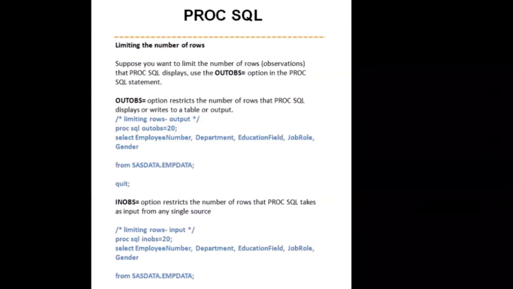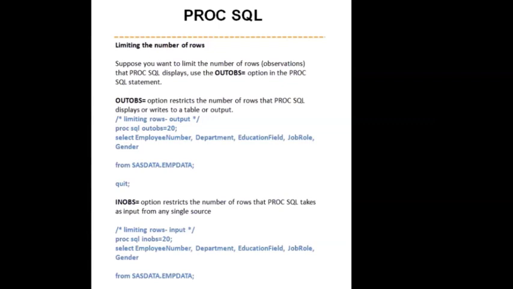In order to do that, PROC SQL gives you two options. One is outobs and the other one is inobs. The outobs option restricts the number of rows that PROC SQL is going to display in an output window or write to a table. The filtering will be applied when it is trying to output the records.